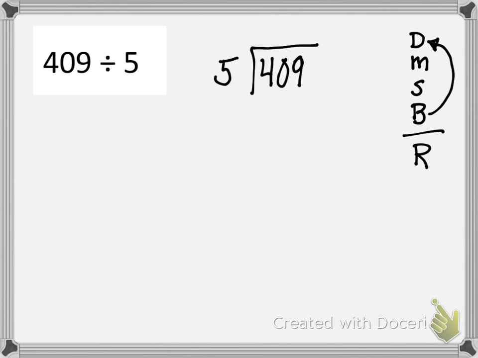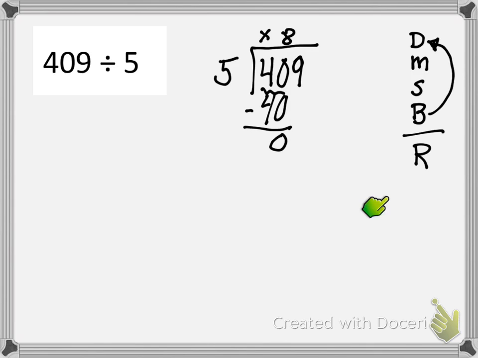So 5 cannot go into 4. So we're just going to put an X here as a placeholder. And so 5 can't go into 4, so let's go into the tens place. But 5 can go into 40. 5 can go into 40 8 times. 8 times 5 is 40. So now we go to subtraction. And we subtract, we get a 0.